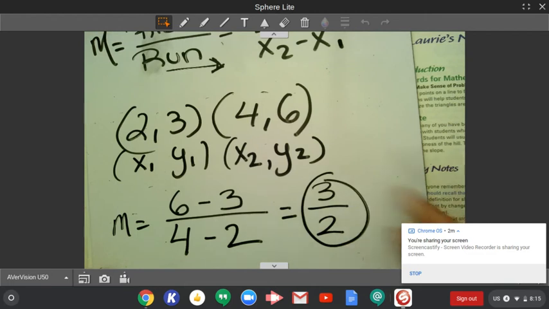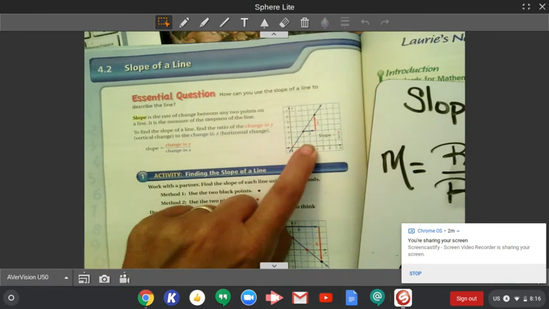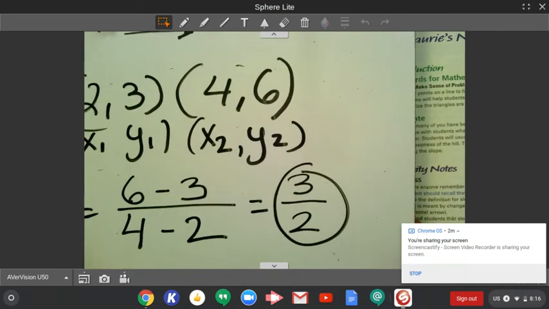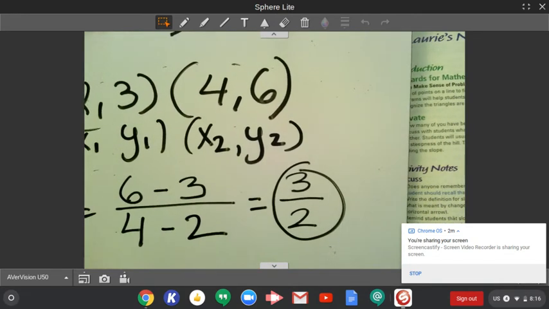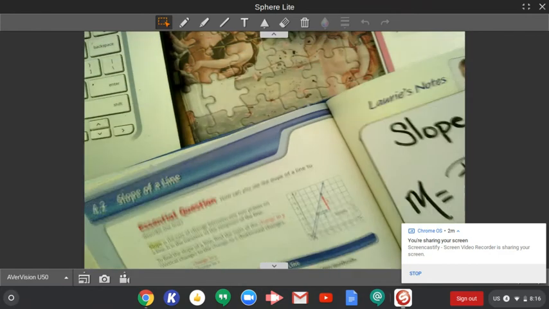You leave it as a fraction because you're talking about rate of change. And so I know the rate of change of this line is 3 over 2. I know the slope is 3 over 2. So you're going to want to leave your answer like this. Simplify it fully always. So let's look at our IXL example.